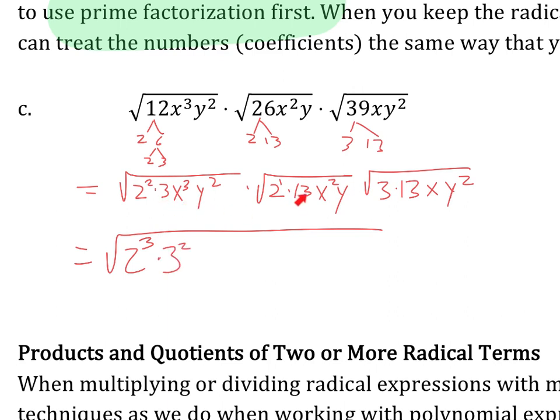We have a 13 times a 13. And by the way, you want to keep track of all these. I've got the 13 times the 13. So you can underline them or something like that. It's not a bad idea. 13 squared. How about the x's? X to the third power, x to the second power, x to the first power. Add those up: 3 plus 2 plus 1. That's 6. X to the sixth. Then we have our y's: y squared, y to the first, y squared, that's y to the fifth power.